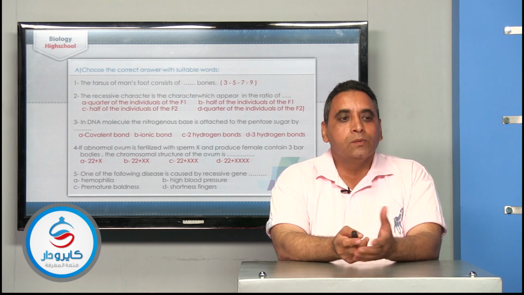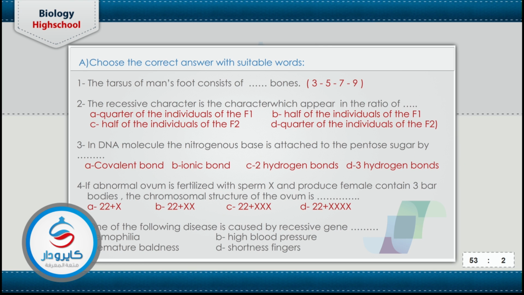The first question will ask about the number of tarsus bones in the man's foot. The tarsus of man's foot consists of dots bones: 3, 5, 7, 9. Of course, the right answer is 7, and the biggest one is the heel bone.